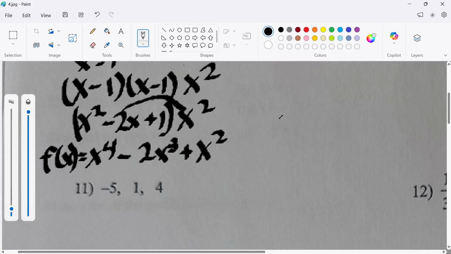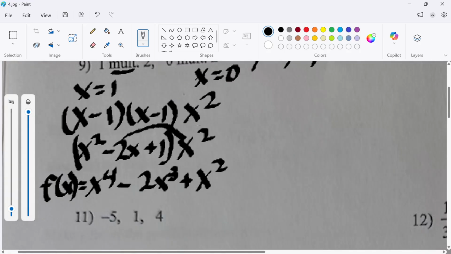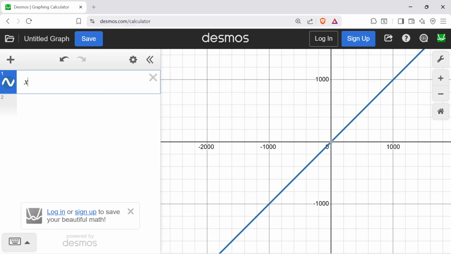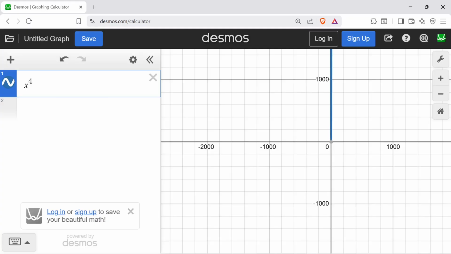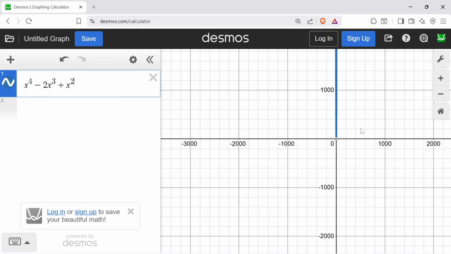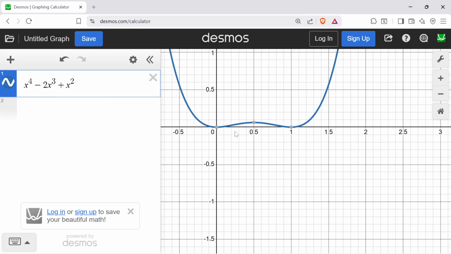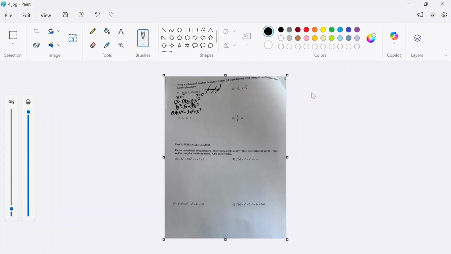But with homework, I'm going to plot it and make sure that it actually does this. It bounces off 1 and it bounces off 0. So let me find Desmos. And what was it? x to the 4th minus 2x cubed plus x squared. And let me zoom in. And sure enough, you can see it bounces off 0 and it bounces off 1 just like it's supposed to. Okay, let me check the next one.